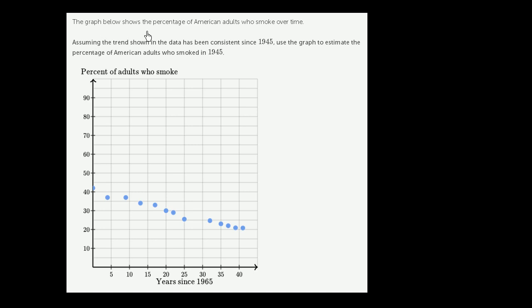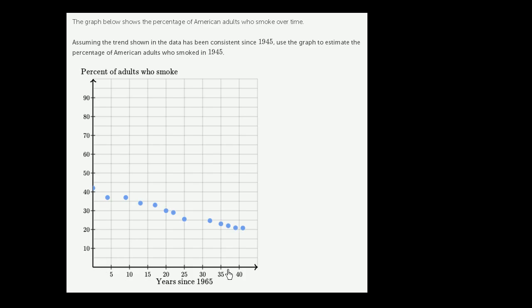The graph below shows the percentage of American adults who smoke over time. Assuming the trend shown in the data has been consistent since 1945, use the graph to estimate the percentage of American adults who smoked in 1945. So let's see what's going on here.